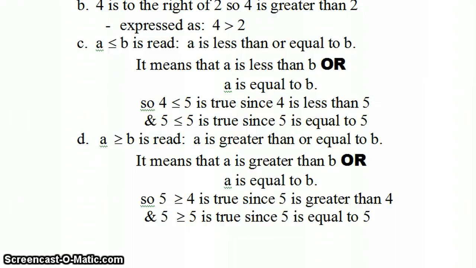On D, it's similar except we use the greater than sign. It is read A is greater than or equal to B. Again, it means that A is greater than B or A is equal to B, one or the other. 5 is greater than or equal to 4 is true because 5 is greater than 4. 5 is greater than or equal to 5 is true because 5 equals 5.